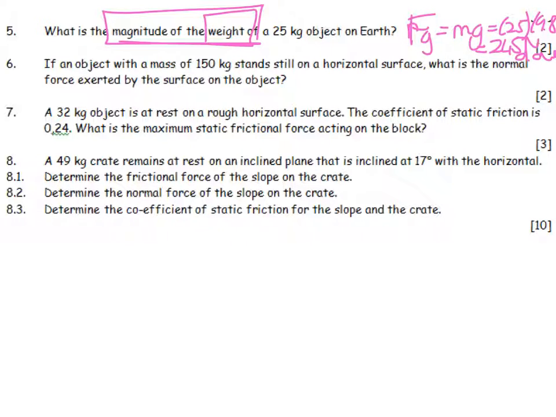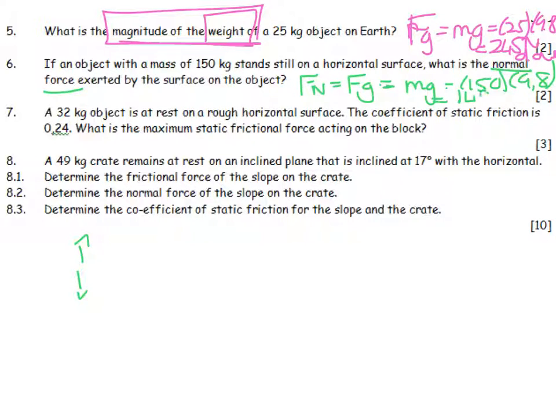If an object with a mass of 150 kilograms stands still on a horizontal surface, what is the normal force exerted by the surface on the object? So the normal is always a reaction to weight. In horizontal, that is very easy. So Fn is going to be equal to Fg because it's just an up-down motion. Well, not lack of motion, rather. So that's going to be mg, which is equal to 150 times 9,8. And this time, they don't say magnitude, so you really should have given a direction of upwards.